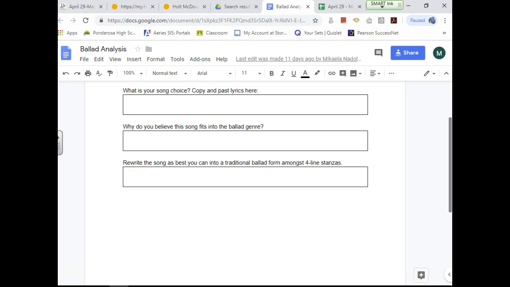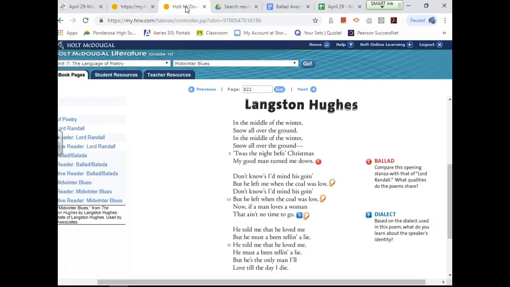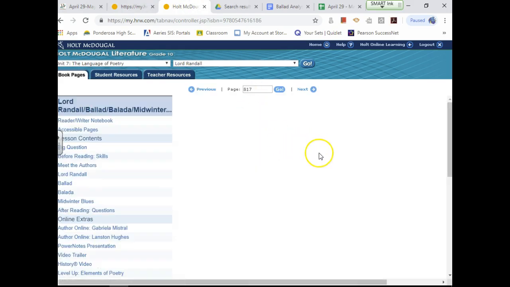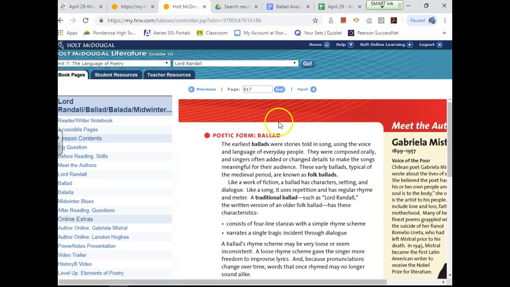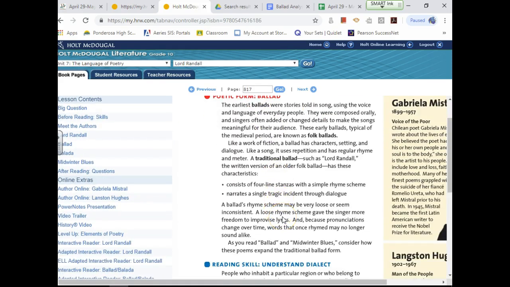Remember, if you go back to your textbook, when it describes the traditional ballad form, it says that it has the same characteristics, so it will be composed orally. It uses the language of everyday people. But it consists of 4-line stanzas with a simple rhyme scheme, and it narrates a single tragic incident through dialogue.